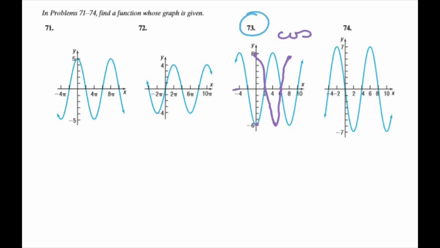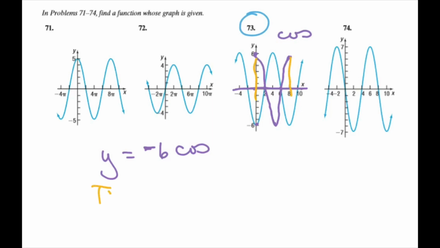And we know my amplitude is 6, because you go up 6, down 6. So y equals 6, but since it's a reflection, we write negative. And then we write cosine, and then we just have to find the period. So the period is 8. So we go from 0 to 8.